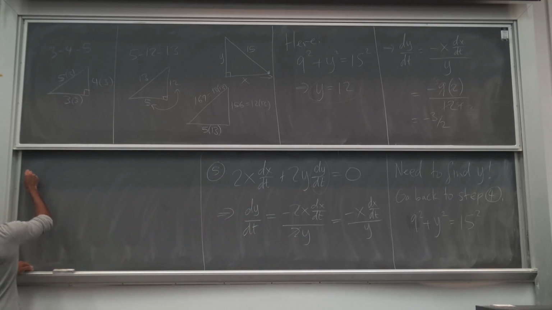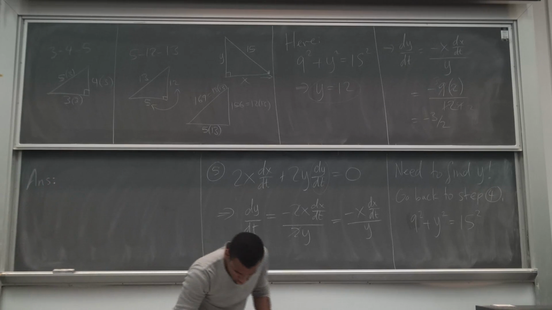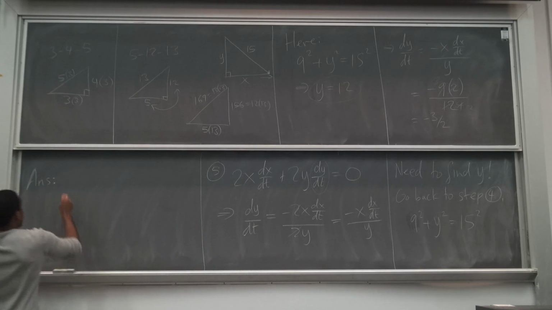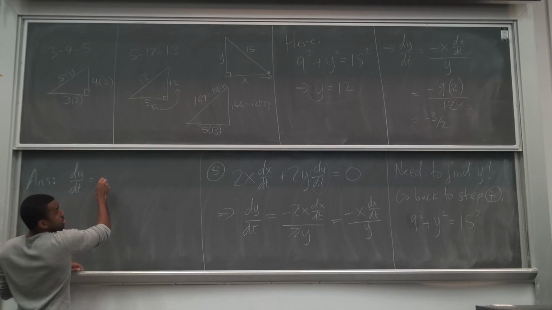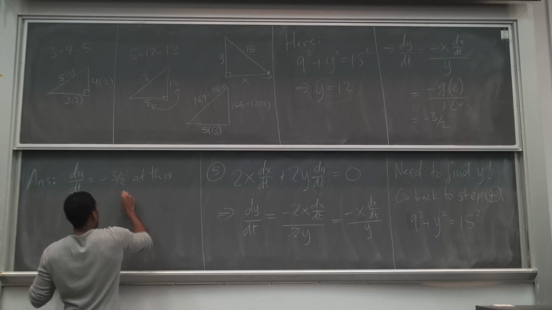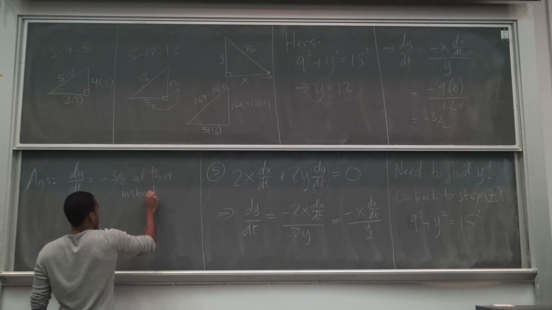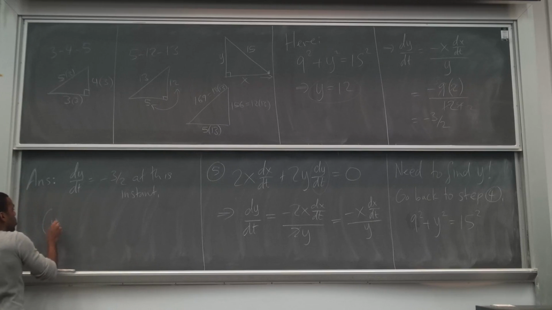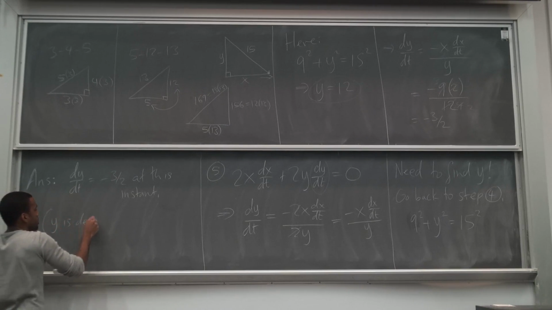So the answer, what did they ask us? At what rate is the top of the slide down? So you can say, well, that would be your answer: dy/dt is equal to minus 3 over 2 at this instant. And how you want to interpret that is, what this means is that y is decreasing.